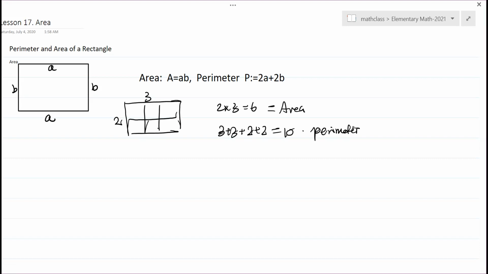If you use a fence to put around that rectangular region, how long a fence are you going to use? Okay, so that's called the perimeter. Now, of course, the area is not necessarily an integer. Sometimes it could be a fraction. Okay, so let's take a look at the next problem.